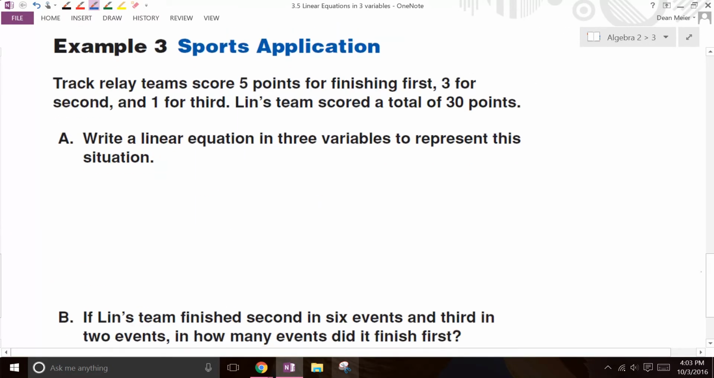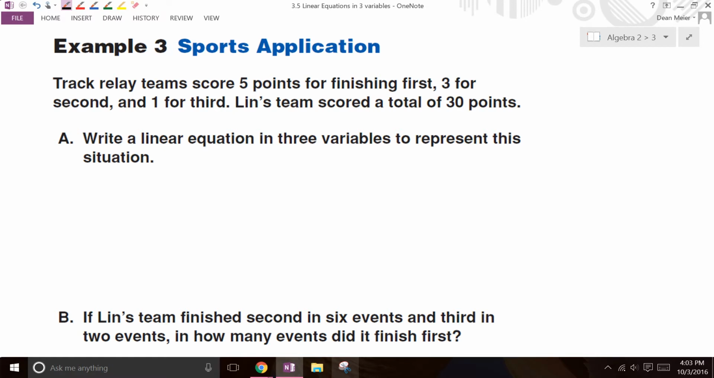All right, let's do a word problem. Track relay, you score if you run out in track and have a relay team. They get 5 points for first place, they get 3 points for second, and 1 point for third. So Lynn's team scored a total of 30 points in the relays. Could you tell me how many times they got first, second, or third? Or could you at least make an equation in part 1?